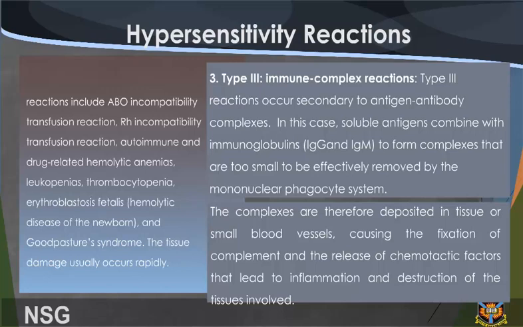3. Type 3 immune complex reactions. Type 3 reactions occur secondary to antigen-antibody complexes. In this case, soluble antigens combine with immunoglobulins IgG and IgM to form complexes that are too small to be effectively removed by the mononuclear phagocyte system. These complexes are therefore deposited in tissue or small blood vessels, causing the fixation of complement and the release of chemotactic factors that lead to inflammation and destruction of the tissues involved.